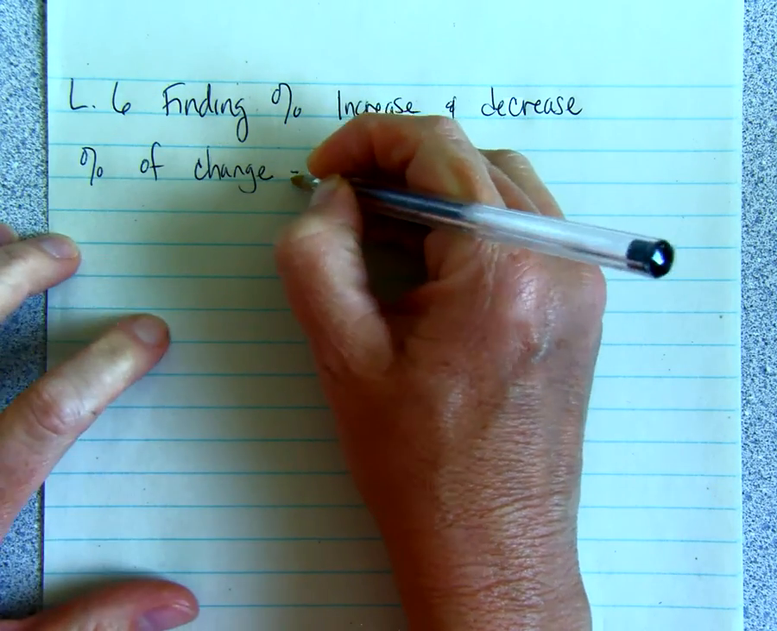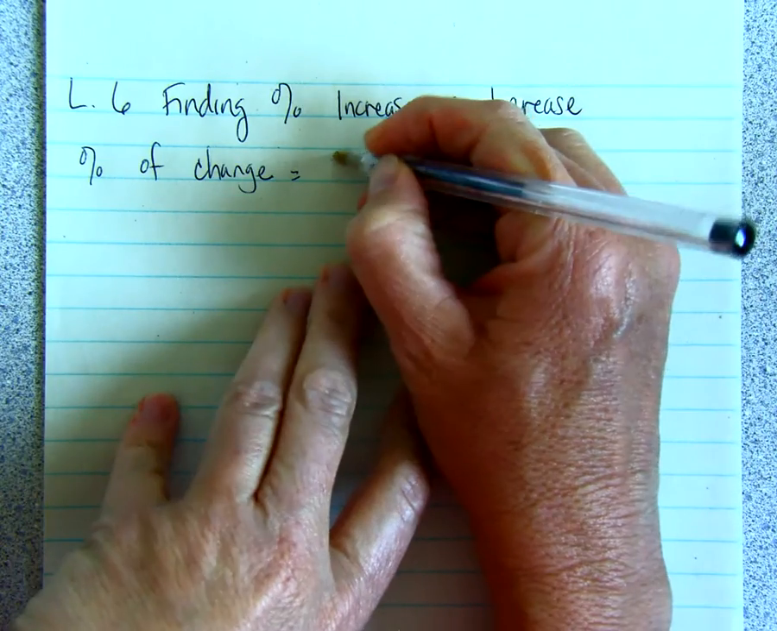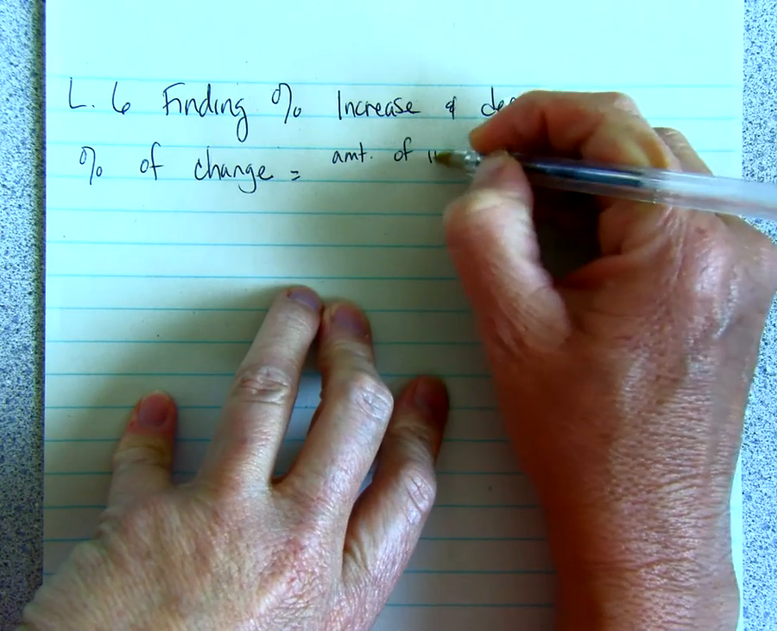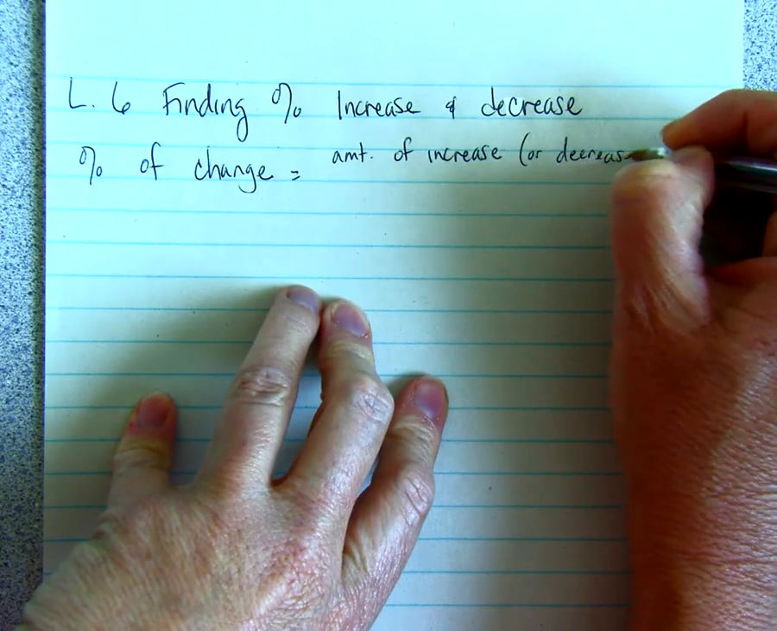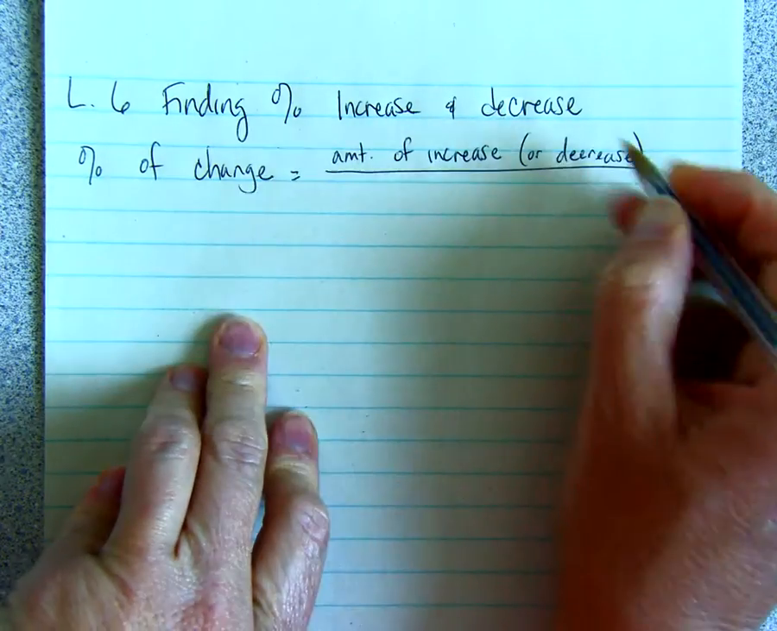If you want to know the percent of change, you take the amount of the increase or decrease, and you just divide it by the original amount.